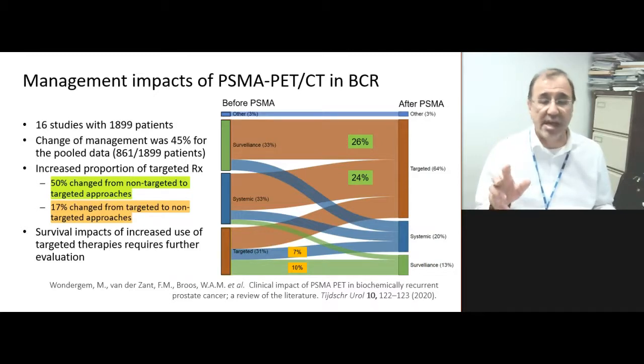And you can see there was a change in management in about 45% of patients. The interesting thing is how the proportion of men undergoing a targeted therapy increased. So initially you can see before PSMA it was estimated that about 30% were scheduled for a targeted therapy, and in the end it turned out to be 64%.